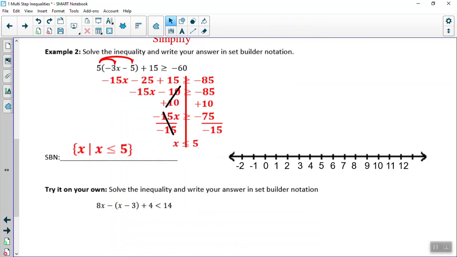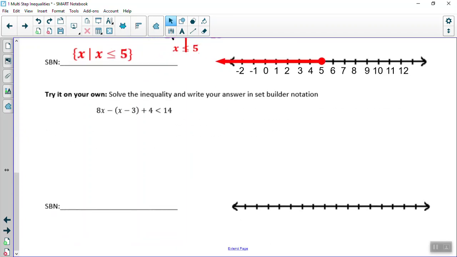All right, so now we can go ahead and graph. So I need values that are less than or equal to 5. Well, it's less than or equal to, so it's going to be a closed circle again. There's my circle. And then I needed all the values that were less than 5. All right, so I want you to come down here, and I want you to try this problem on your own. Go ahead and pause the video now.